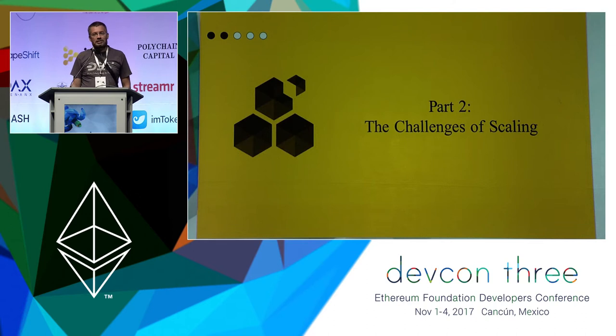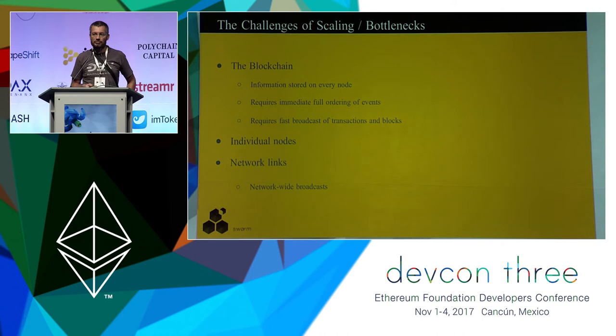So in the next part, I'm going to talk about the challenges of scaling distributed applications and identify bottlenecks and propose ways of dealing with them. So the most important bottleneck is the blockchain.